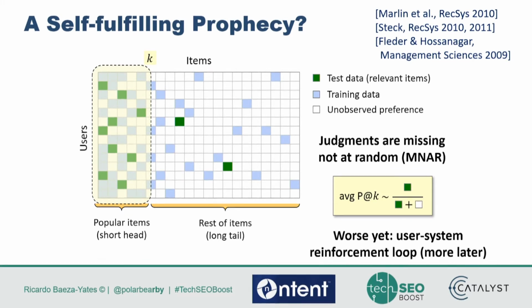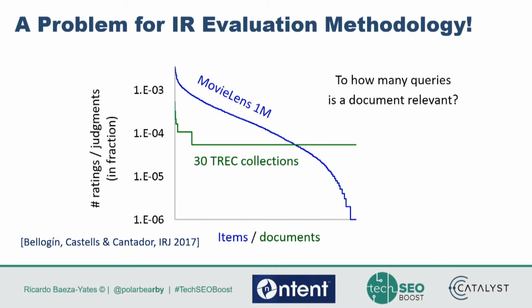So worse yet, you have the reinforcement loop. You have this feedback. You are showing things that are popular, you get clicks on things that are popular, you think these things are better, they become more popular, and then the rich get richer and the poor get poorer. And we need to break this cycle, otherwise we're deceiving ourselves, we're fooling ourselves. So if you're in charge of this system, you need to be very careful not to fool yourself.